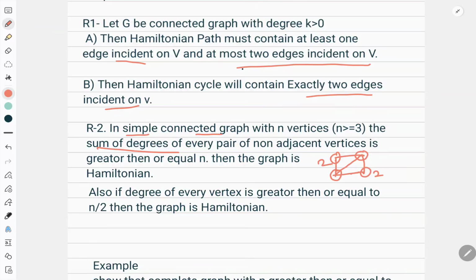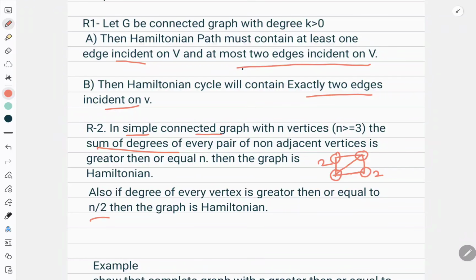Now also, if the degree of every vertex is greater than or equal to n by 2, then the graph is Hamiltonian. Clearly here, the degree of each vertex is greater than or equal to n by 2. n is 4. Correct now? So here 3 by 2 is 1.5, here 2. So that is also working. So now these 4 results I am going to use in a few questions.